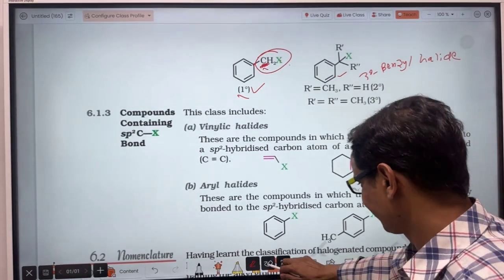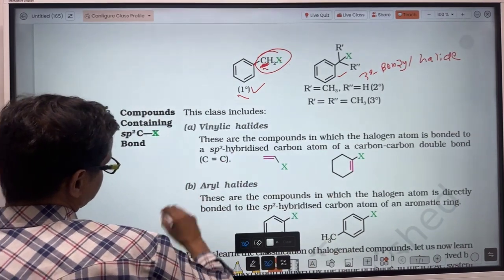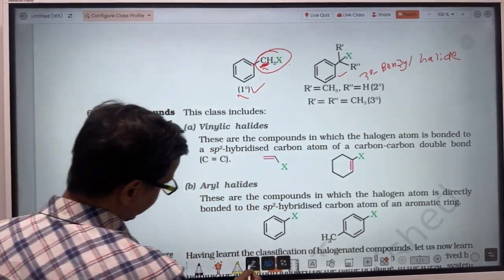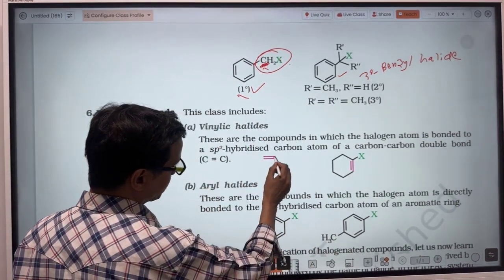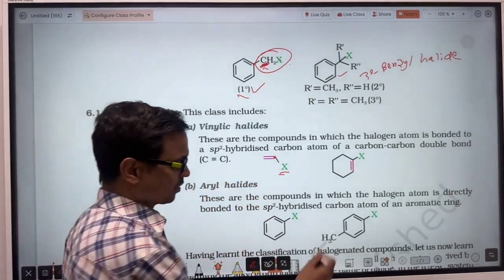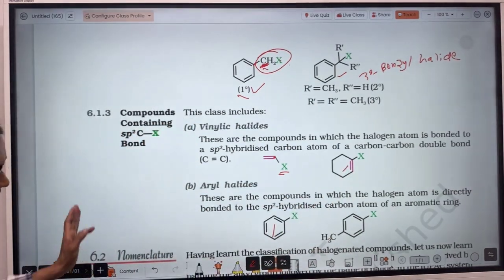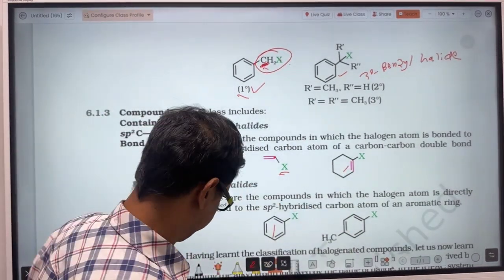Okay guys, now let's see about compounds containing sp2 C-X bond. Vinylic halide here. In vinylic halide, halogen is directly bonded to an sp2 hybridized carbon atom, so it will be vinylic halide. Here also halogen is bonded to an sp2 hybridized carbon atom, so it is also vinylic halide.